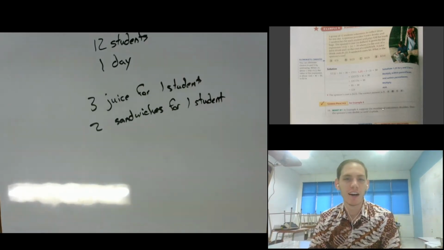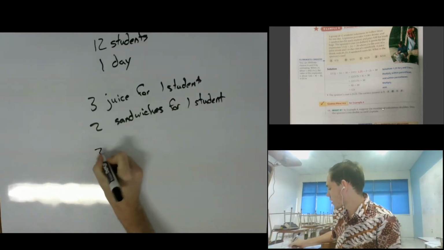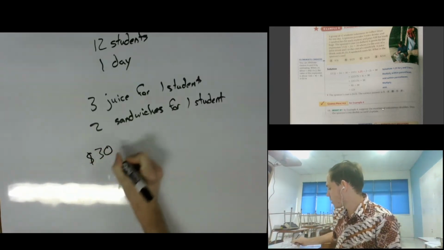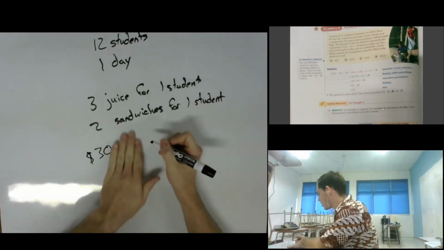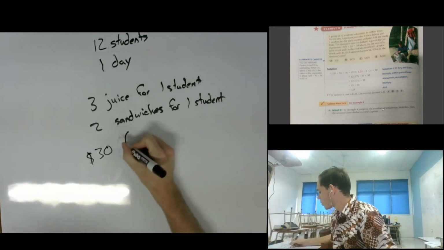Okay. For each student, and pays $30 per 4 trash bags. So it's just plural. Okay. 4 trash bags. Okay.